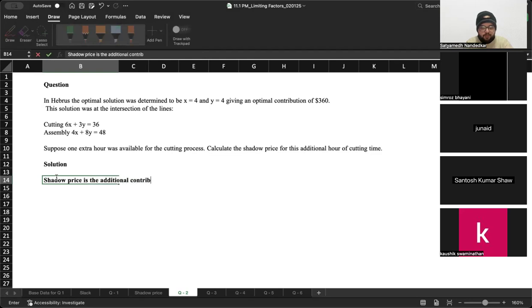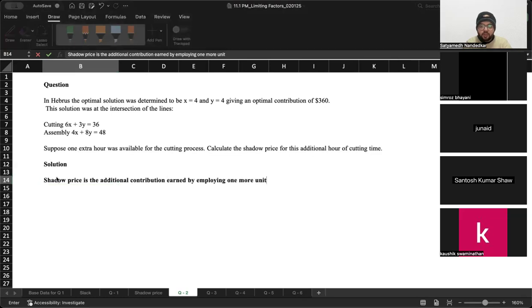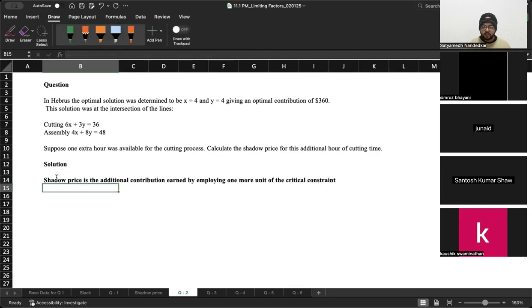is the additional contribution earned by employing one more unit of the critical constraint. Shadow price is the additional contribution earned by employing one more unit of the critical constraint.